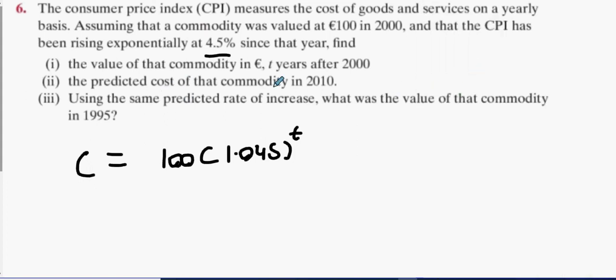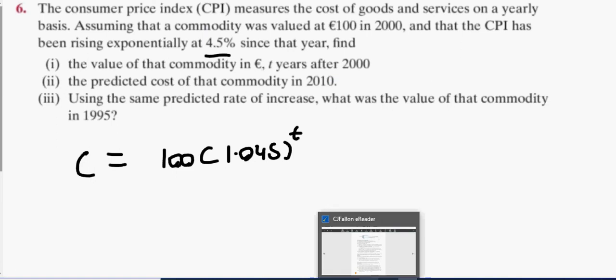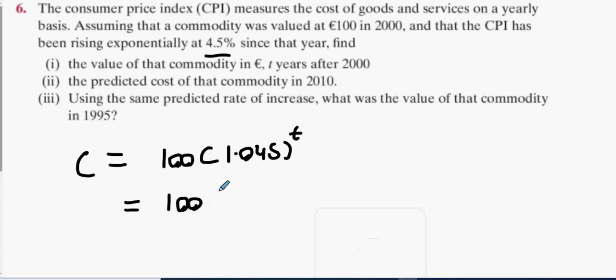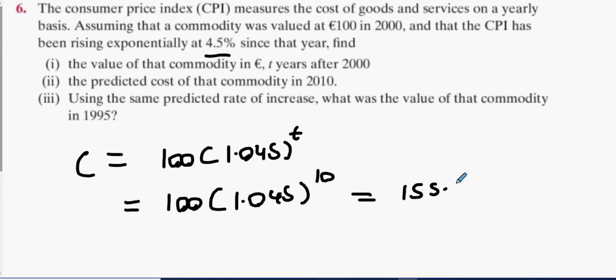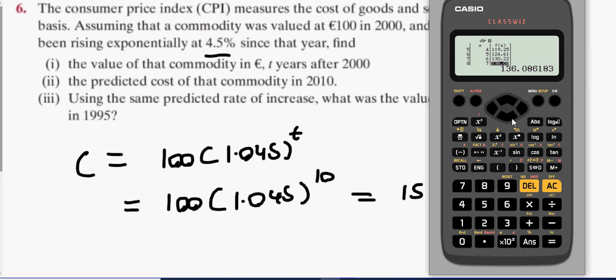The predicted cost of the commodity in 2010 would be, yeah, you can just lob it in here. And what would you get? Anybody got it? Yeah, 155 euro and 30 cents. Now, the reason for that is year 10, x equals 10. It's actually 11 on mine because I included 0. So year 10 is 155 euro 30 cents.